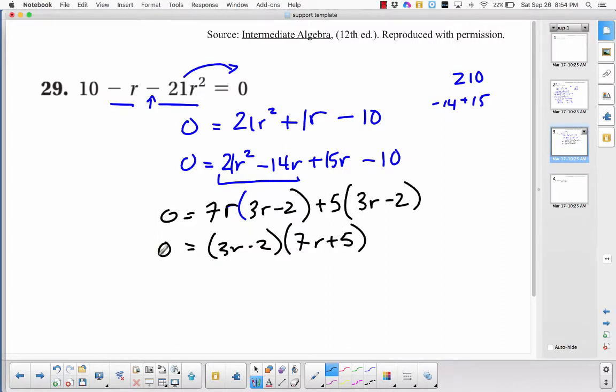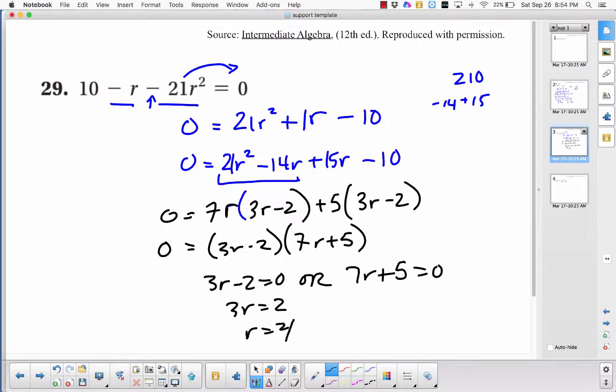Then, since it's equal to 0, I'll use the 0 property. So 3r minus 2 equals 0, or 7r plus 5 is equal to 0. Add 2 to both sides. Divide both sides by 3, 2/3. Subtract 5 from each side. Divide both sides by 7. Okay, so those are my two answers for that.